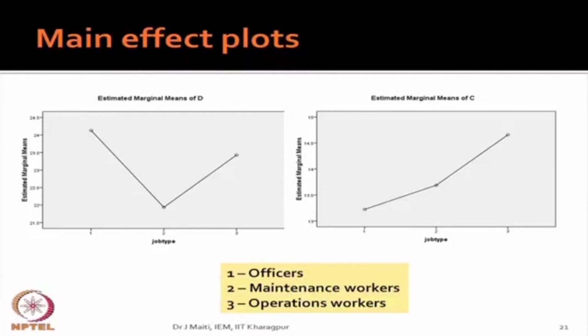Now, interestingly, when I go for the marginal means plot for officers, maintenance workers and operations workers with respect to all the variables, we found some interesting results. One is officer, two is maintenance worker. When we talk about the demand part, it is seen that maintenance workers are saying their stress related to their job is less compared to officers, and operations workers' demand is more.